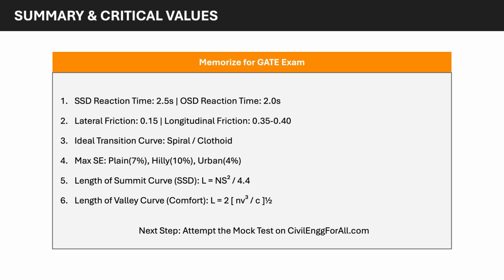Finally, here is the cheat sheet of values you must memorize for 1-mark questions. Reaction times: 2.5 versus 2.0. Friction: 0.15 lateral versus 0.35 longitudinal. Transition curves are always spiral or clothoid. And for summit curves, the length is given by SSD using n times s square divided by 4.4.